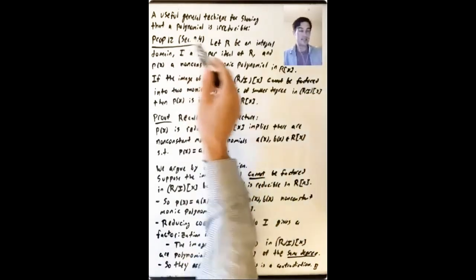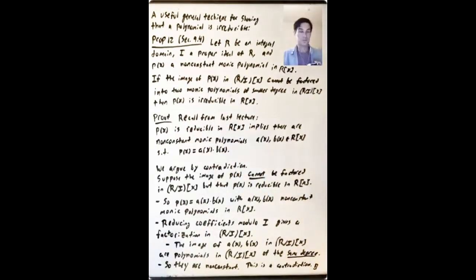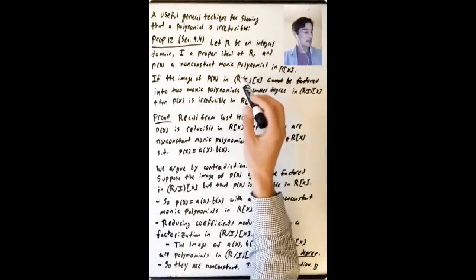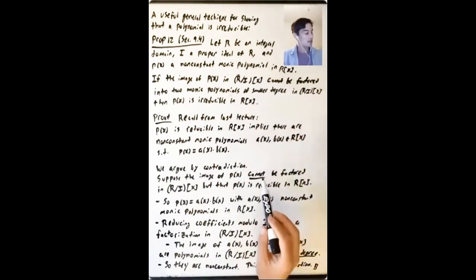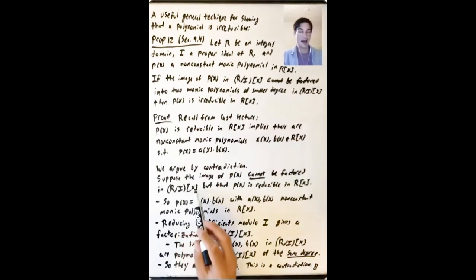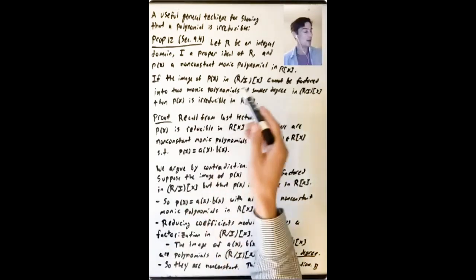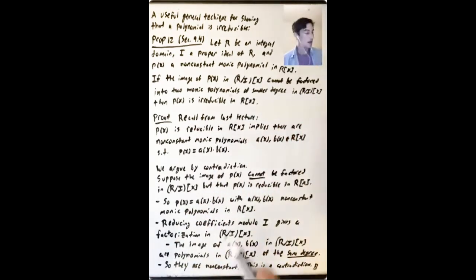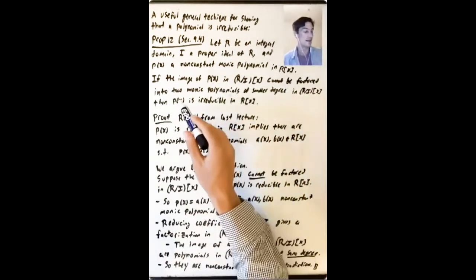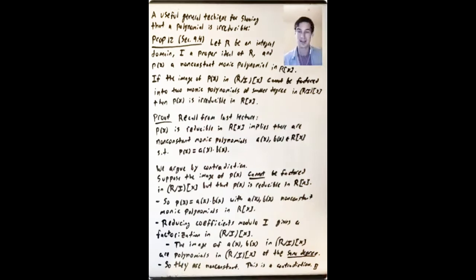Okay, so we're going to prove this statement arguing by contradiction. Let's suppose that you take P of x, you reduce all the coefficients modulo I, you get something in (R mod I)[x], and let's suppose that it cannot be factored in (R mod I)[x] as a product of two monic polynomials of smaller degree. But let's suppose that P of x is reducible in R[x] anyway. And let's find a contradiction, which will prove that, in fact, P of x was irreducible in R[x].